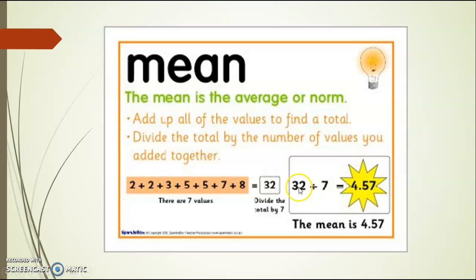And when we divide the total by the number of values that we have here, whatever our answer turns out to be, that is our mean. So in this case, our mean would be 4.57. And that is what we do to find the mean.